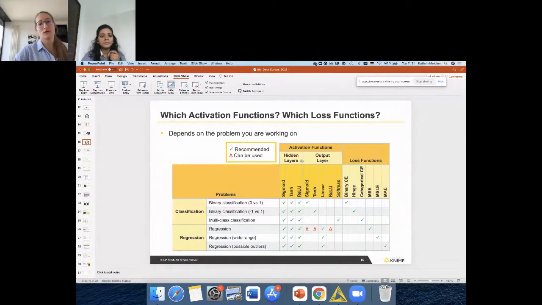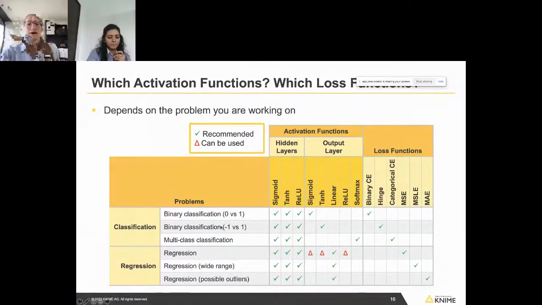So that's a question that we get quite often, actually. I have a different slide, and we once created an overview to answer this question. So we see here the different hidden layers that I introduced, Sigmoid, Tanh, and ReLU, and they can be used for all types of problems in the hidden layers, whether it's classification or regression. But which activation function you use in the output layer, and which loss function you can use together with this activation function in the output layer, depends then on the problem at hand.